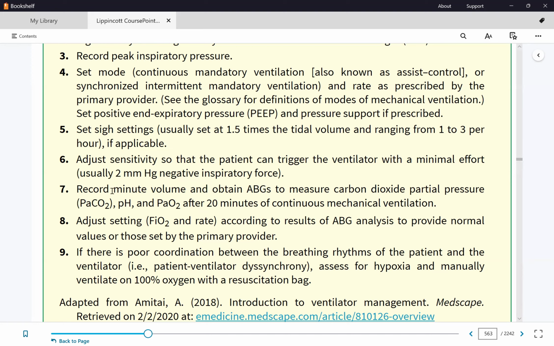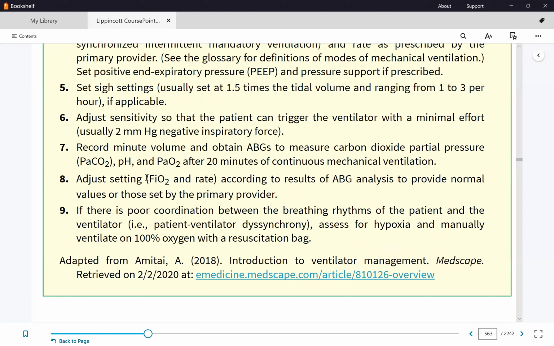Minute volume, this is simply how much was the total. So how to do this is you simply multiply the number of breaths per minute times the tidal volume equals minute ventilation. Make sense? Makes sense, right? Meaning, yeah, total how many breaths were given for this minute and how much was each tidal volume. That's your minute ventilation.